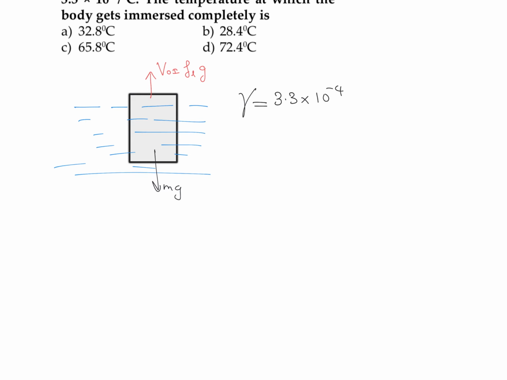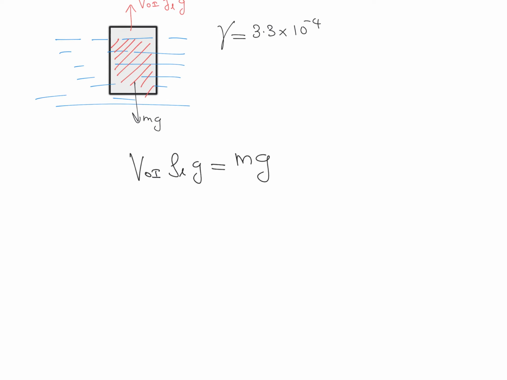So here we can first find the current density of this object. To find the density of the object, we use the concept that when it is floating, the net force acting on this object is 0. That means the buoyant force in the upward direction, that is volume of object inside the liquid into density of liquid into acceleration due to gravity, is equal to the weight of this object, which is mg.